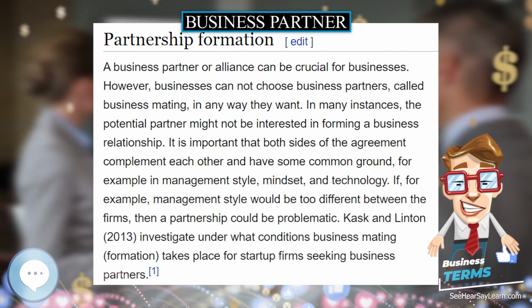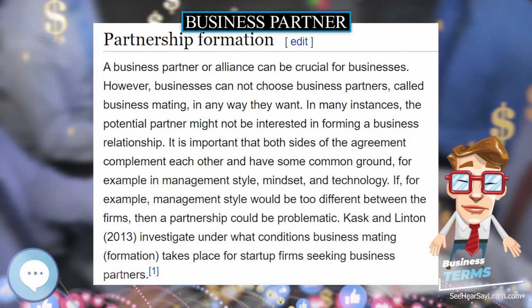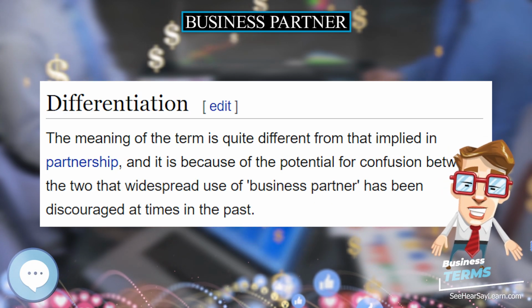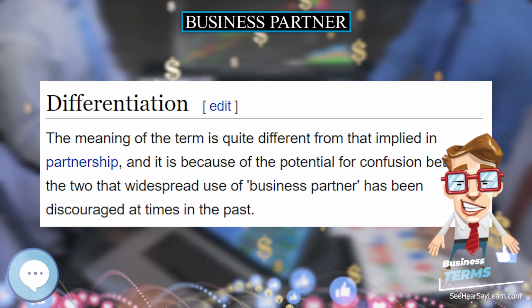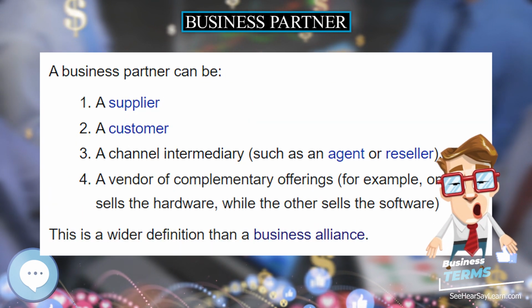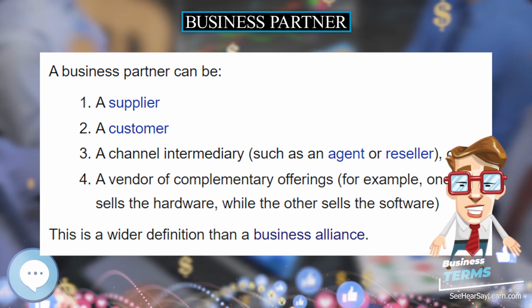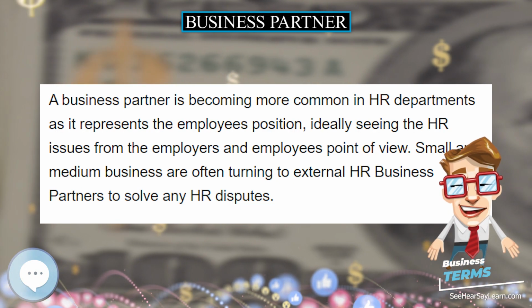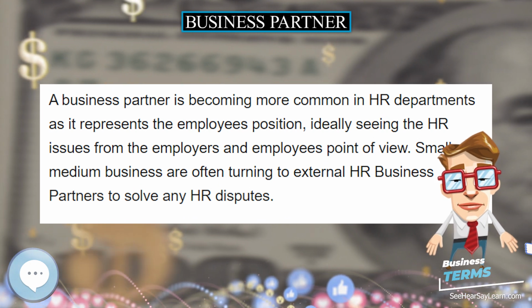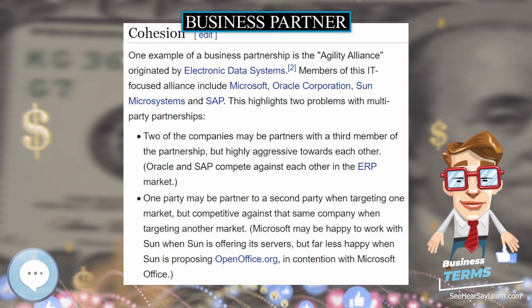Cohesion. One example of a business partnership is the Agility Alliance originated by Electronic Data Systems. Members of this IT-focused alliance include Microsoft, Oracle Corporation, Sun Microsystems and SAP. This highlights two problems with multi-party partnerships.